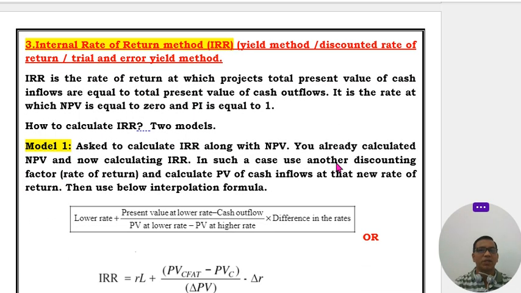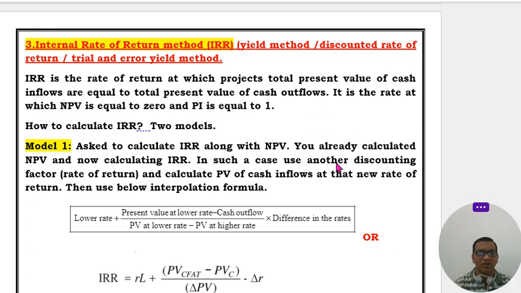internal rate of return method. This internal rate of return method is also known as yield method or discounted rate of return method, and also known as trial and error yield method. But most probably the preferable name is internal rate of return method. But please keep the other names in mind too. Maybe in the examination they will ask you different names.